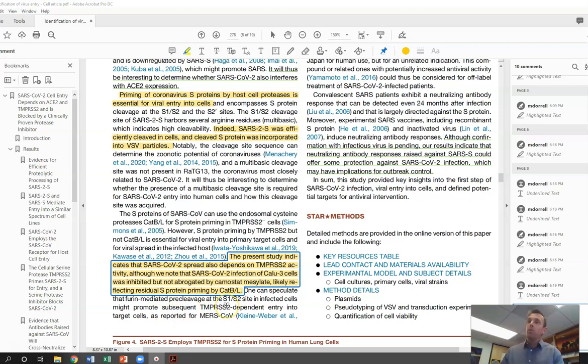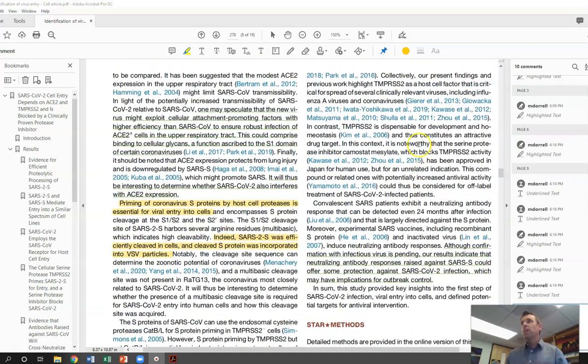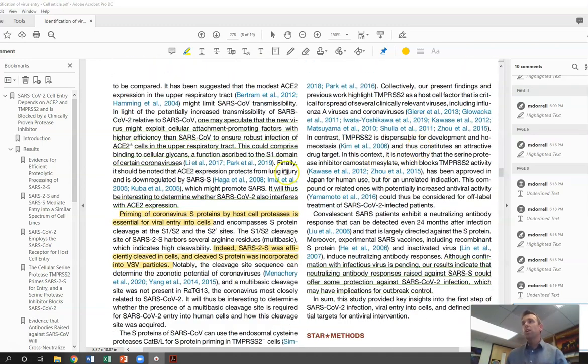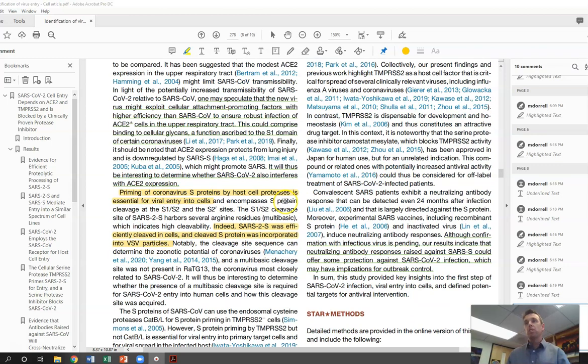All right, I don't want to spend too much time on this. That becomes a little bit more understandable if you keep reading the article. But there's probably more than one way for it to get in, because they show that TMPRSS2 helps, but even without it, there's other ways. So they need to find the other ways. And we still have another "one can speculate" along the way. It's all over the place.